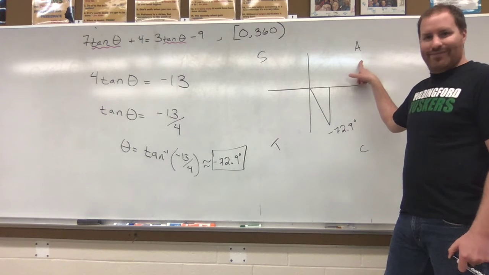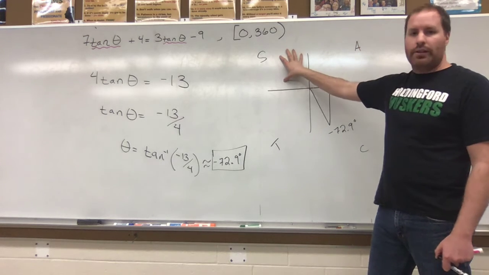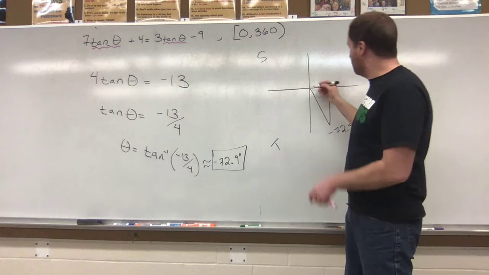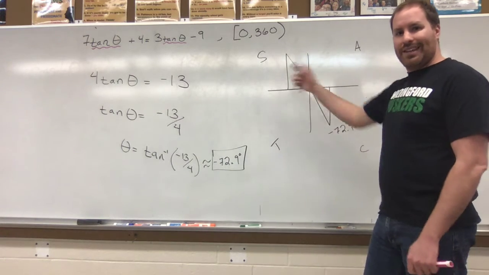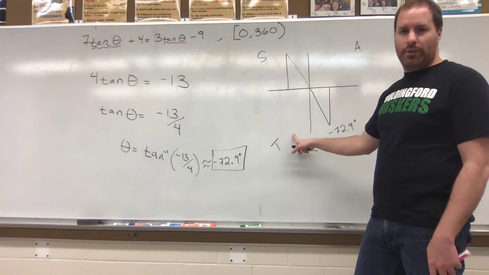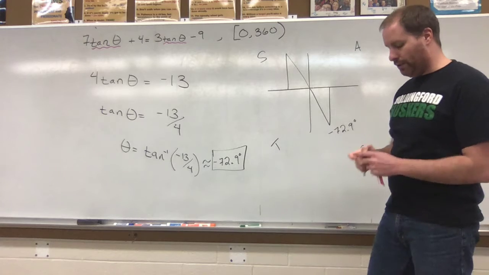I would check. Tangent's positive here. Nope, we want to find when tangent's negative. Tangent's negative here, yes. So I'm going to reflect, put another triangle there because that's a possibility. This one, nope, tangent's positive here, so I don't want to worry about that one. And then we go here as well.